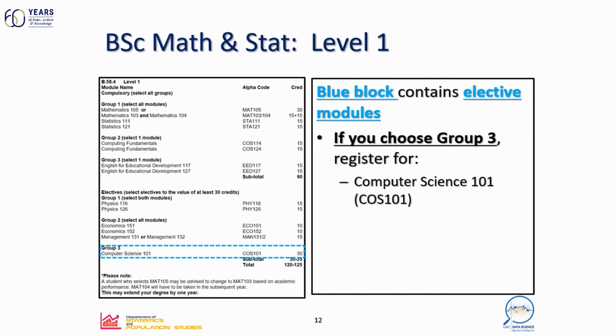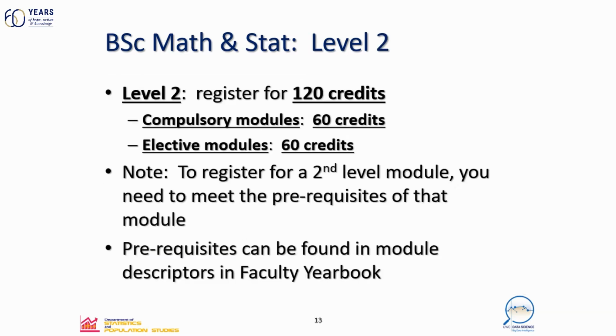So, we have 90 credits from the compulsory modules and 30 credits from the elective modules, which means you are ready for Level 1 of BSc Maths and Stats. Once you've sufficiently passed Level 1, you are invited to register for Level 2.